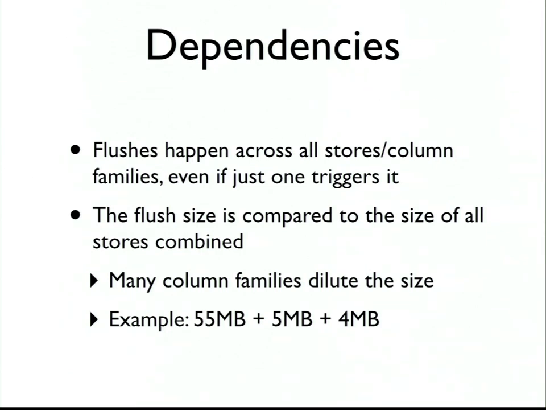So if you have 3 column families and you have the flush size set to 64 megabytes, and the first one reaches 55, the other 5 and 4 together 64, it would start flushing, right? So the flush size is not when one reaches that size, it's the sum of all of the in-memory stores across all of the column families.